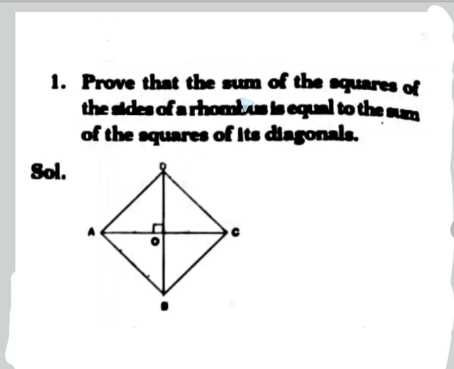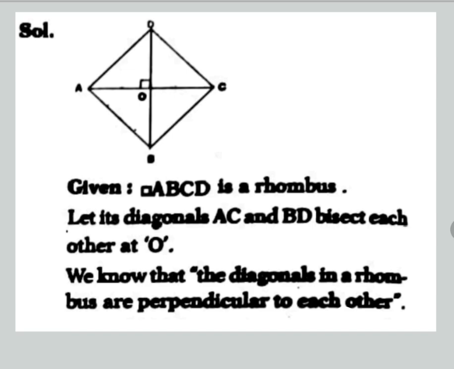We have to prove that the sum of squares of the sides of a rhombus is equal to the sum of squares of the diagonals. For example, we know that in a right angle triangle there is a hypotenuse with respect to the Pythagoras theorem. If you apply it, we can understand.